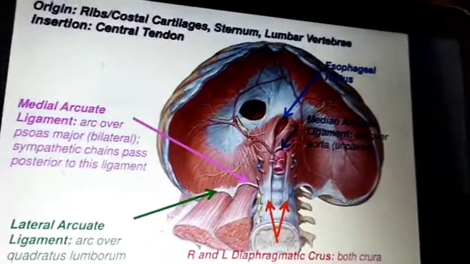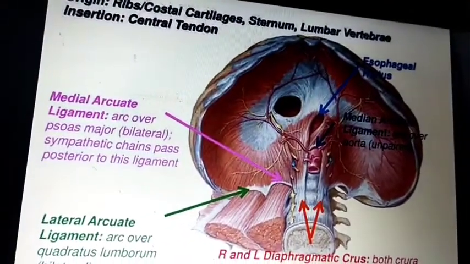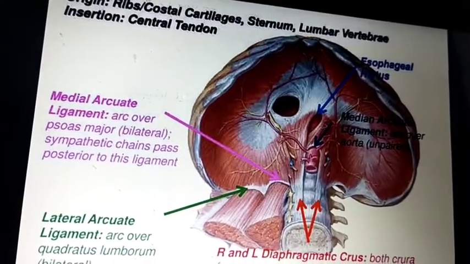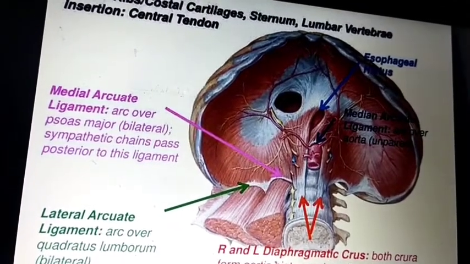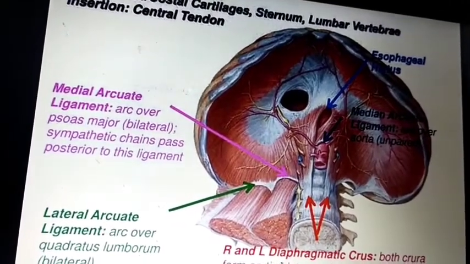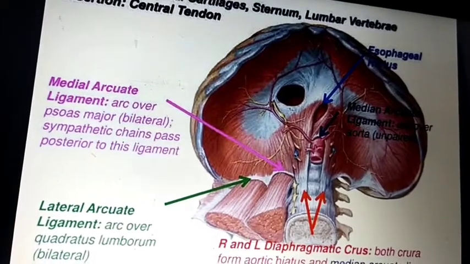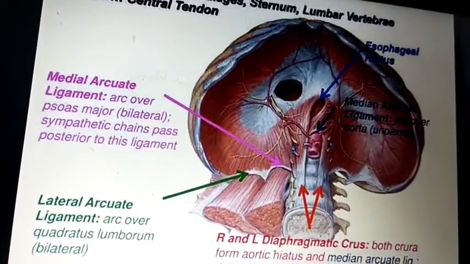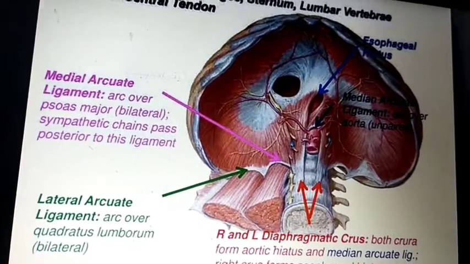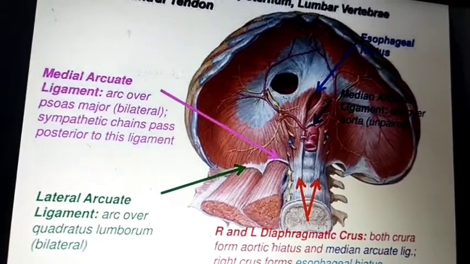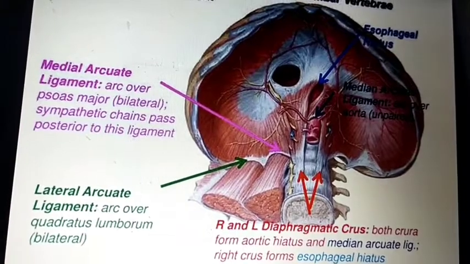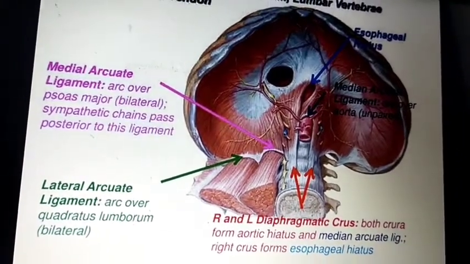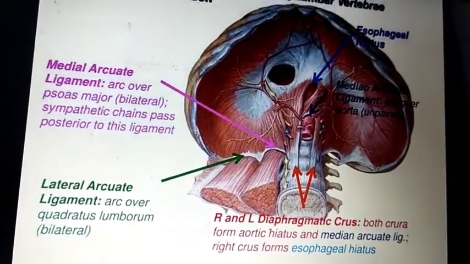Now we can go for the medial arcuate ligament. It arcs over the psoas major, medial, not median, medial. The bilateral sympathetic chain passes posterior to the ligament, and the lateral arcuate ligament arcs over the quadratus lumborum muscle, bilateral. The right and left diaphragmatic crura both form the aortic hiatus and the median arcuate ligament.